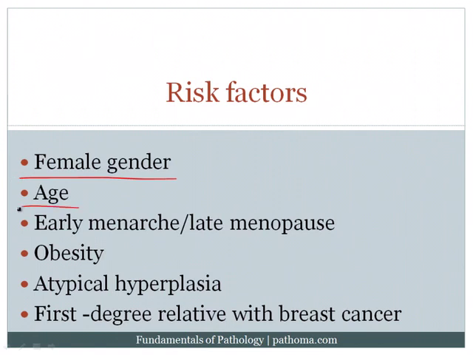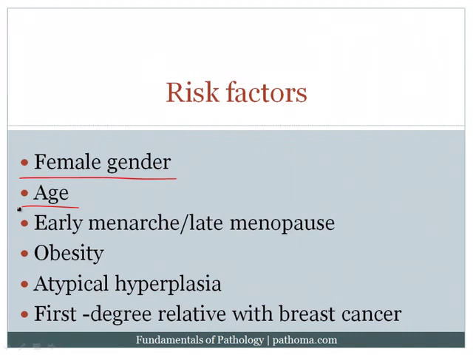Age is a risk factor. Generally speaking, the classic patient who has breast cancer is a postmenopausal female, and you can see breast cancer in younger patients, but it begins to suggest that there may be a genetic abnormality that's driving that breast cancer. But classically speaking, you really think about breast cancer as a disease of postmenopausal females.